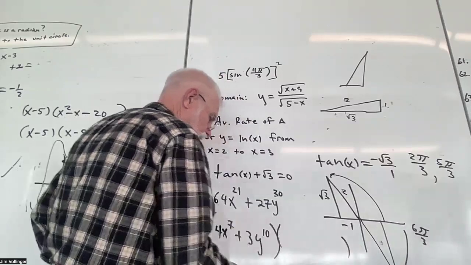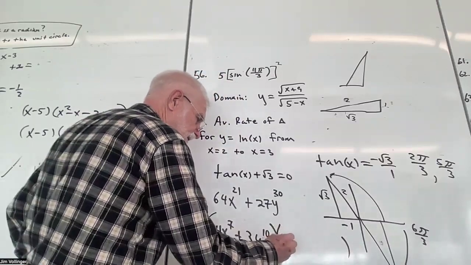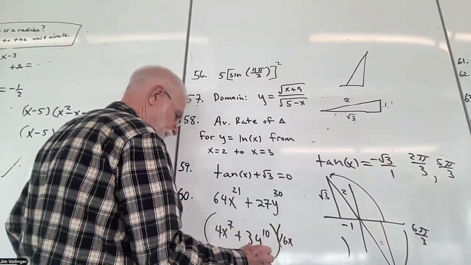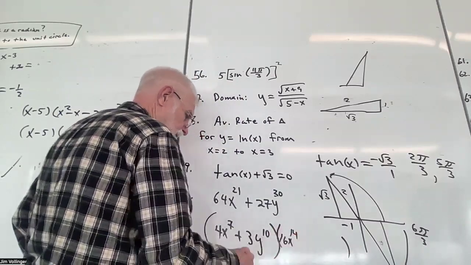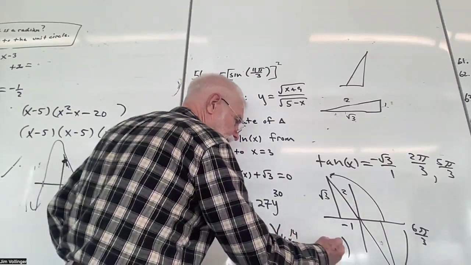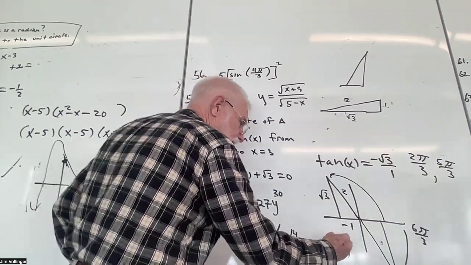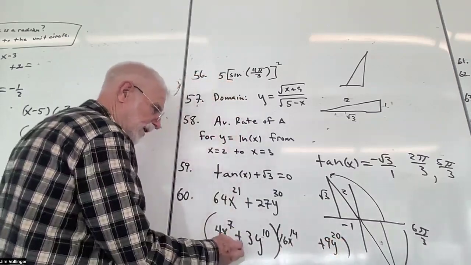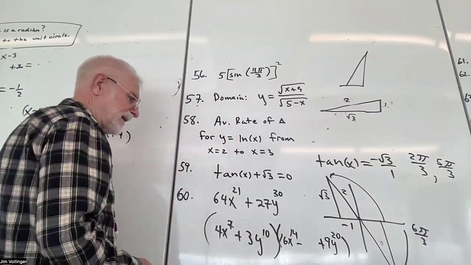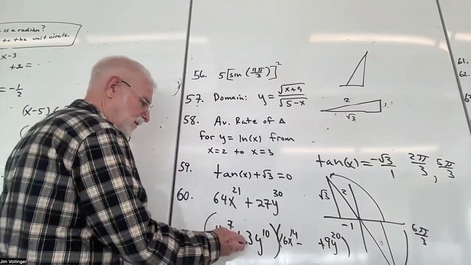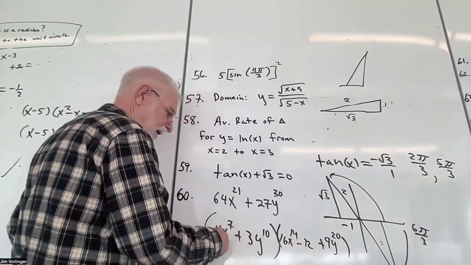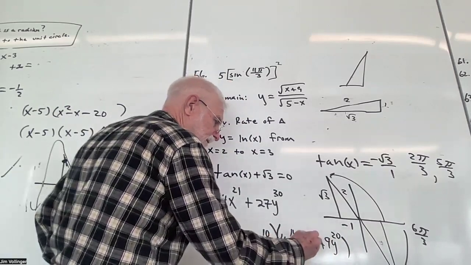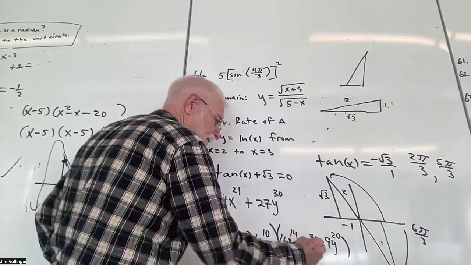What do we do? We square the first: 16x to the 14. Square the last one: 9y to the 20. Those are both positive. We change the positive to a negative to get the cancellation of the terms. 4 times 3 is 12. x to the 7, y to the 10.